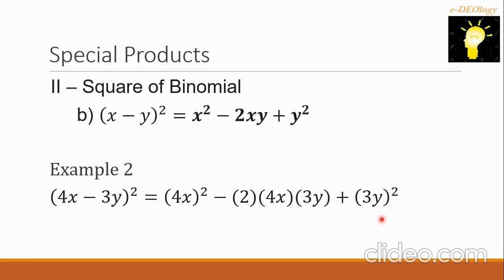And then we will simplify all the three terms. For the 4x all raised to 2 becomes 16x squared. The middle term, 2 times 4 is 8, times 3 is 24. And then the xy are included in the middle term. And the last term, 3y all raised to 2, becomes 9y squared. So this is our final answer.